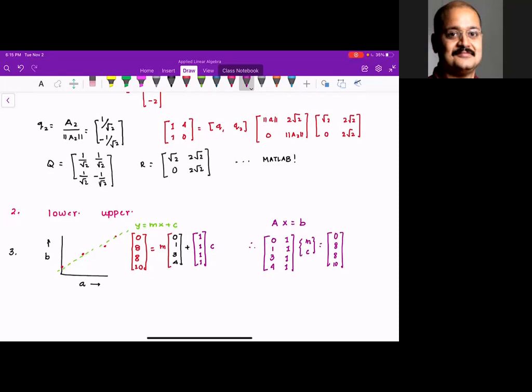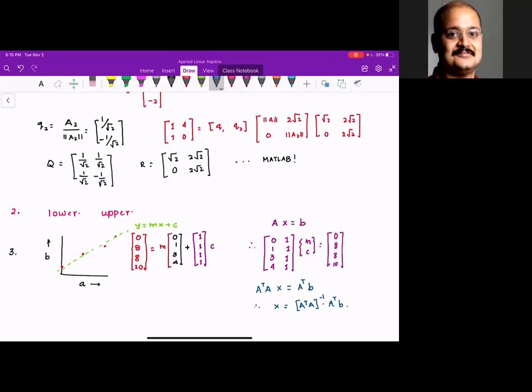Now solving this problem should be simple, right? You got A, this is your A. So you would do A transpose A, X is equal to A transpose B, and then to find X, you would do A transpose A inverse A transpose B. Are you with me so far? Then you will get the equation of the line.